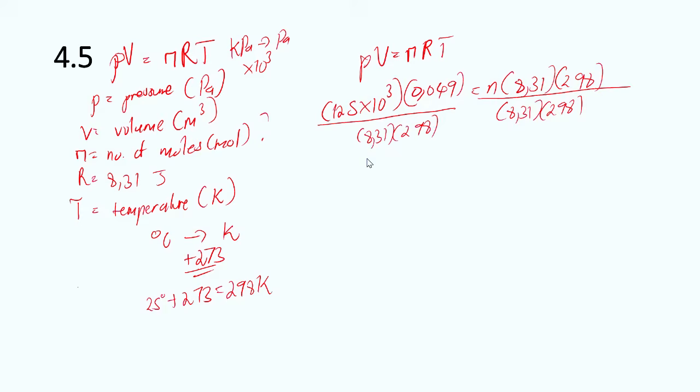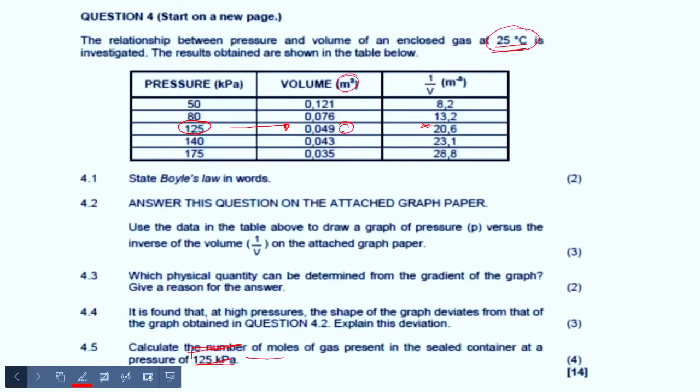Then if we divide both sides, let's punch all that in the calculator: 125 times 10 to the exponent of 3 multiplied by 0.049, over 8.31 times 298. So this gives us a value of n equals 2.47 mole, right? So just like that, we have calculated our number of moles. And how many marks was that? Let's check. 4 marks.